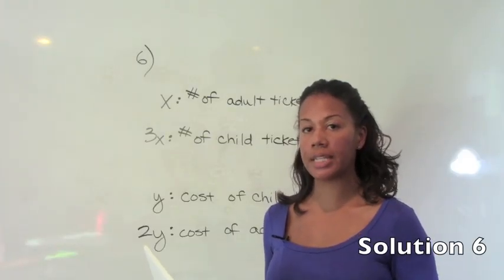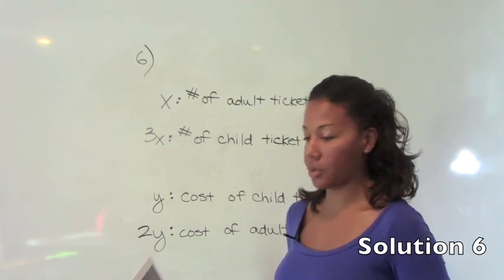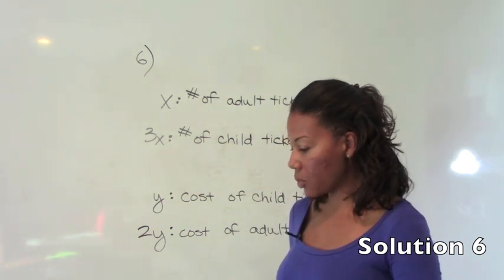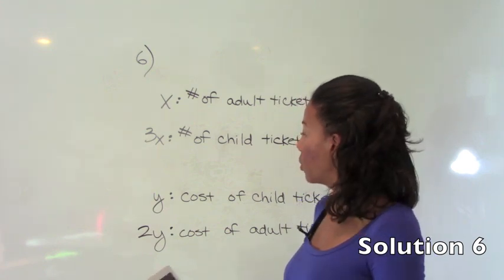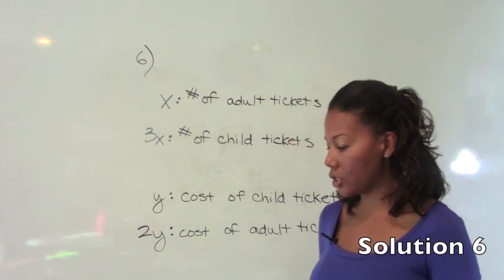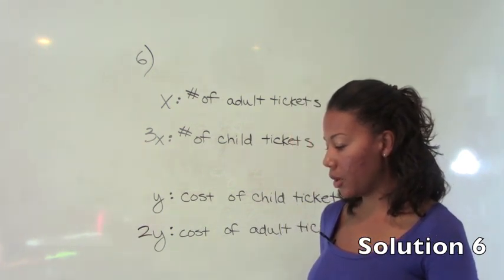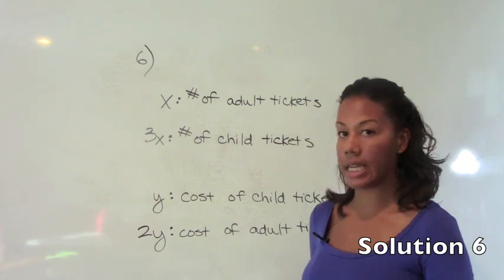Number 6. Number 6 is another relatively complicated word problem, so I'm going to go ahead and read this one as well. It says, if the ratio of the cost of children's tickets to adults' tickets sold was 1 to 2, and the ratio of the number of children's tickets sold to adults' tickets sold was 3 to 1, what fractional part of the ticket sale revenue can be attributed to the sale of children's tickets?